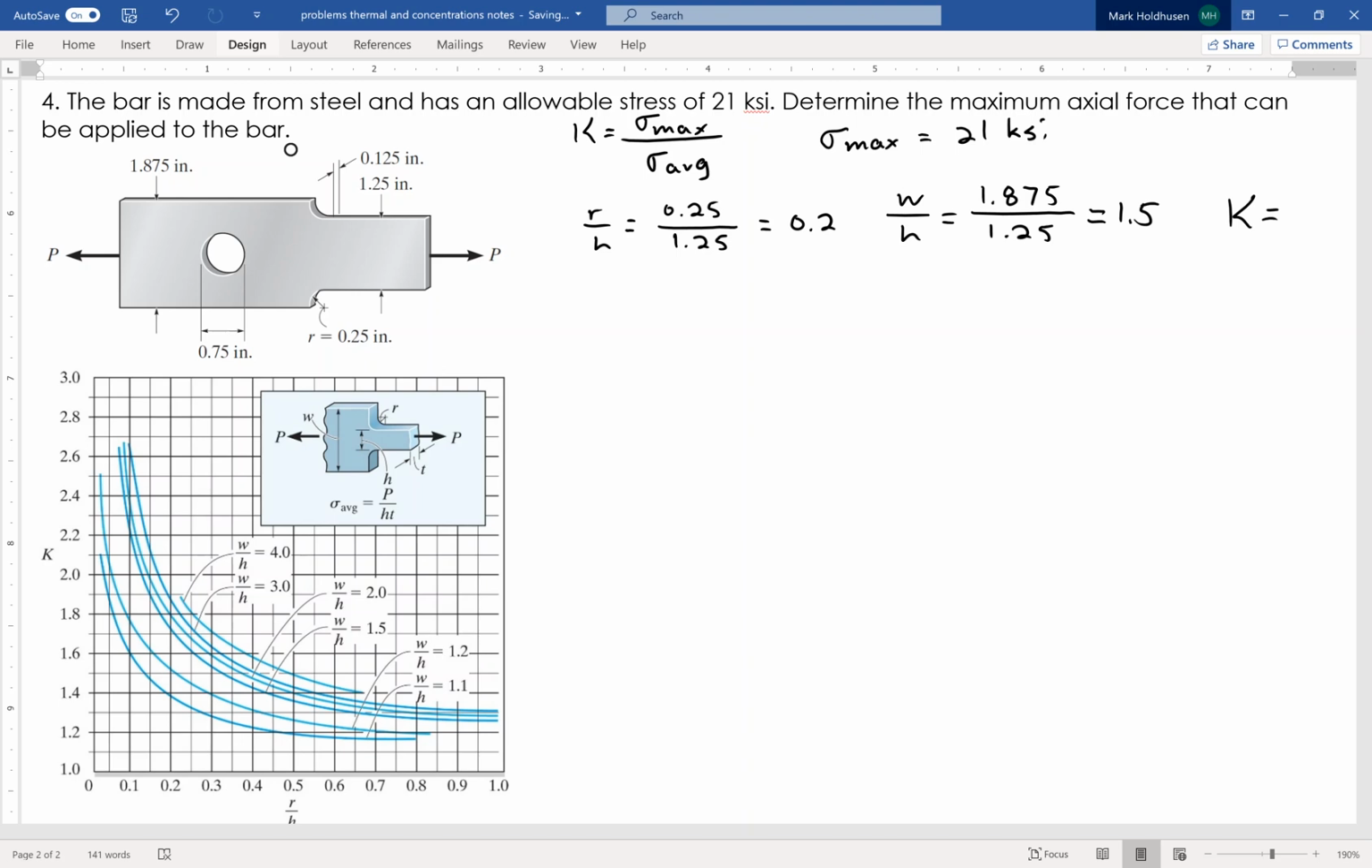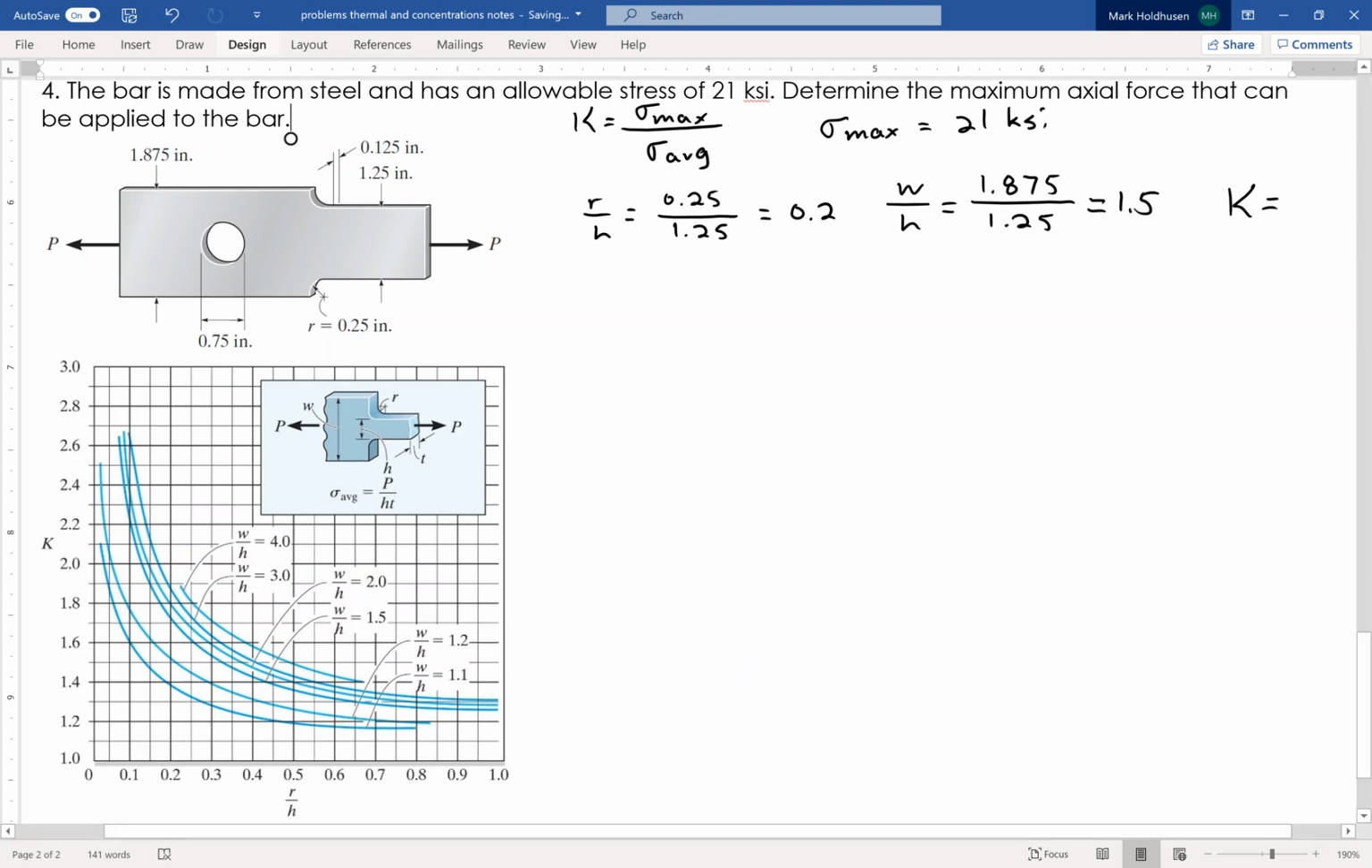Okay, so I've got to find my curve, which is W over H, so the 1.5 curve. So this is the curve that I'm looking at, okay? And I go to 0.2, which means I'm right about there, okay? Which gives me a K of, I'll call it 1.725.